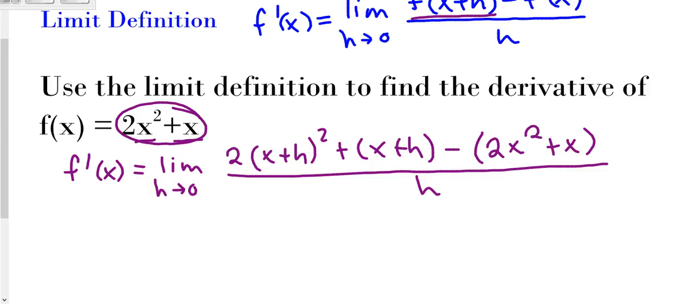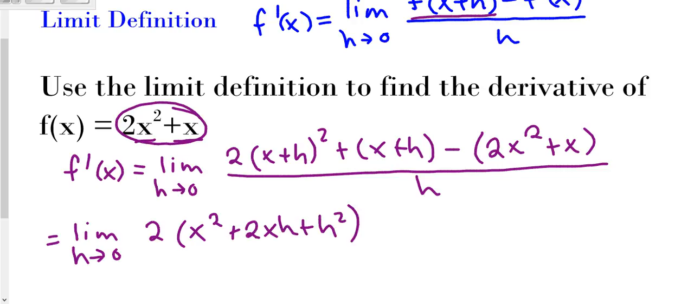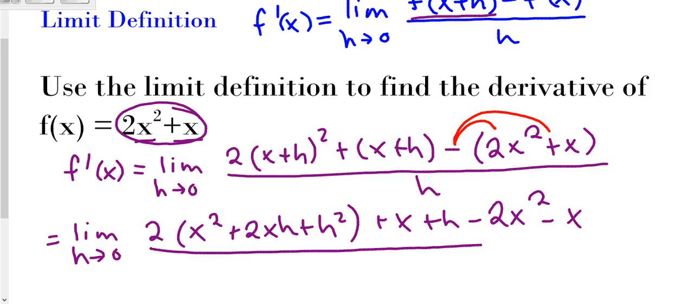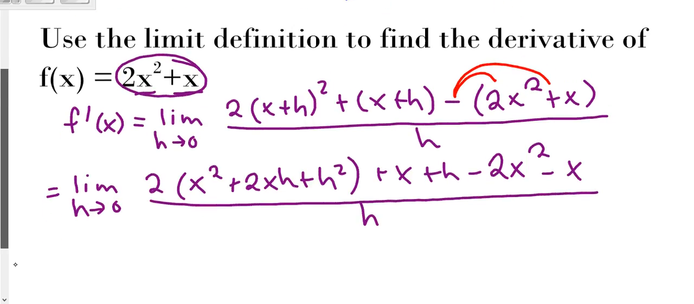Our next step is simplifying and moving everything around. So we still have a limit, so we still need to write the limit as h approaches 0 of 2 times x plus h squared is x squared plus 2xh plus h squared. And then we just have a plus x plus h. The negative does get distributed, so make sure that that negative goes to both things there. Minus 2x squared minus x all over h. Yes, continue writing the denominator.